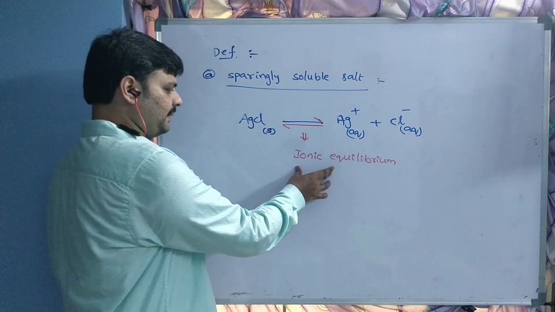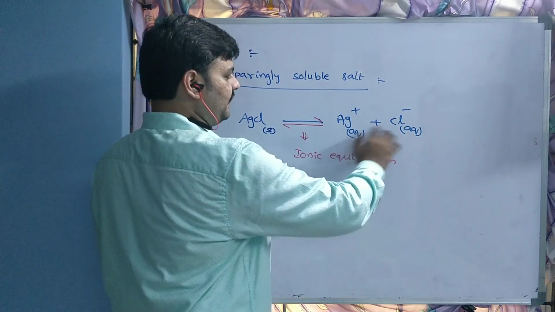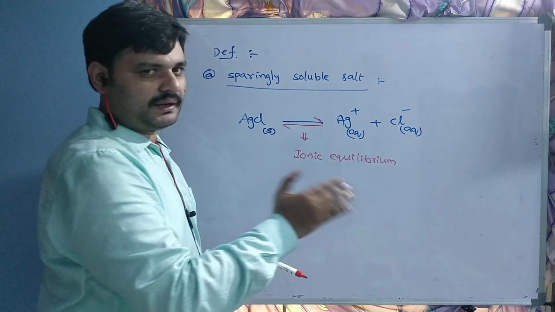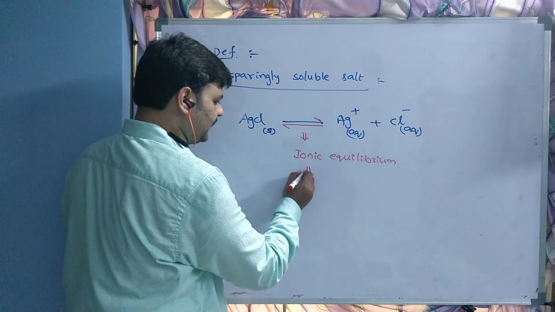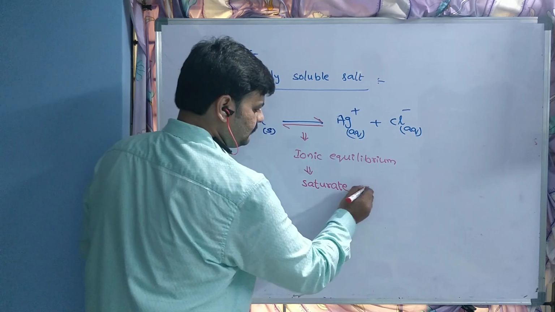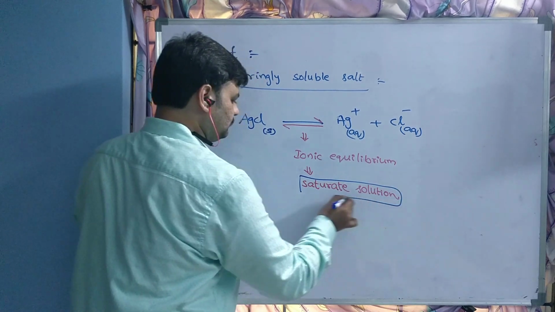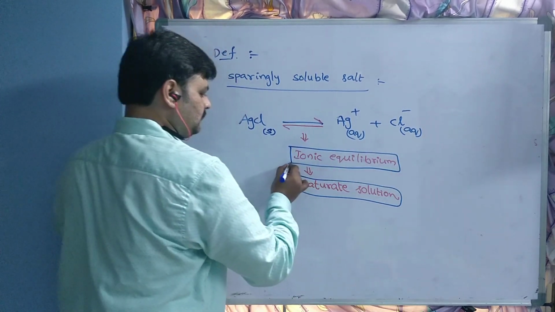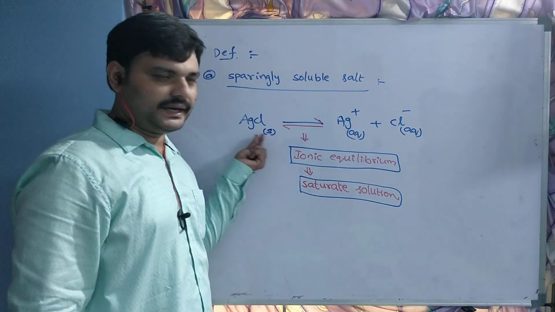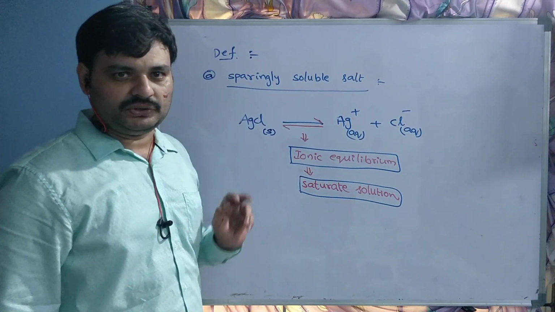At this ionic equilibrium, the amount of AgCl present in the solid form and the Ag+ and Cl- ions become an equilibrium state. So the undissociated form and the dissociated form are in equilibrium. This is the state we call the saturated state, and the solution is called a saturated solution. Saturated solution means we get the ionic equilibrium between the undissociated state and the dissociated state.